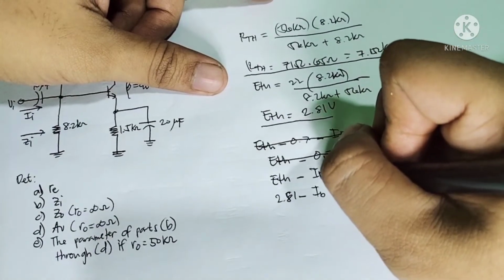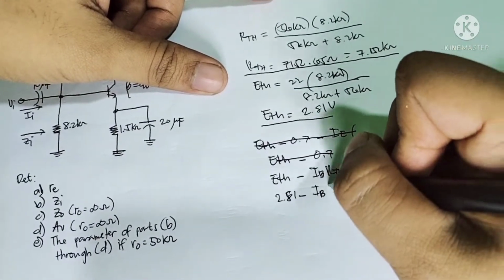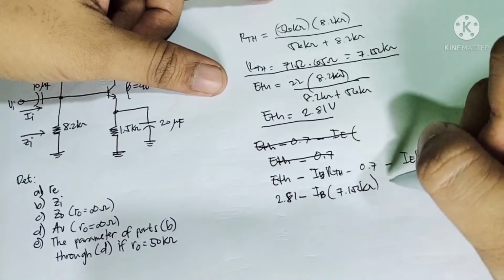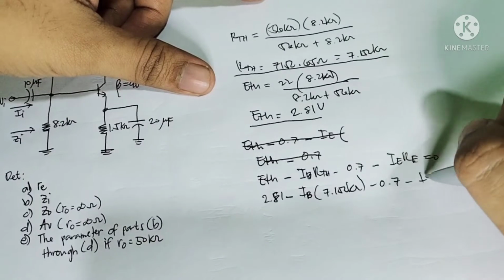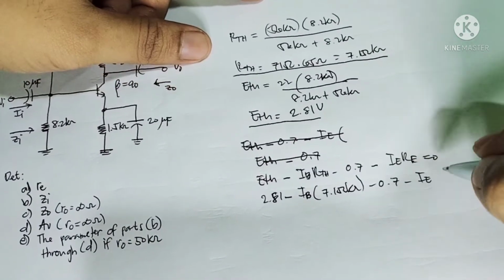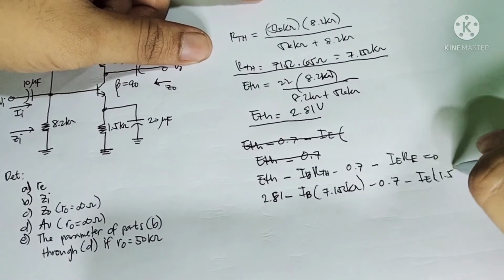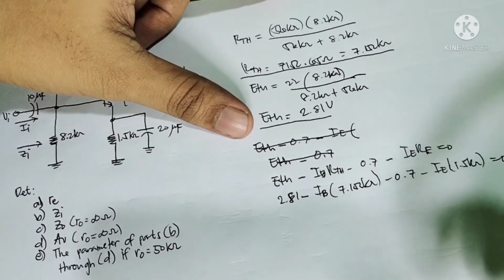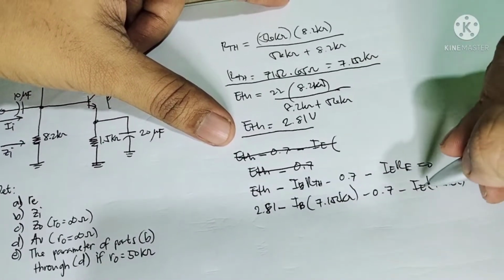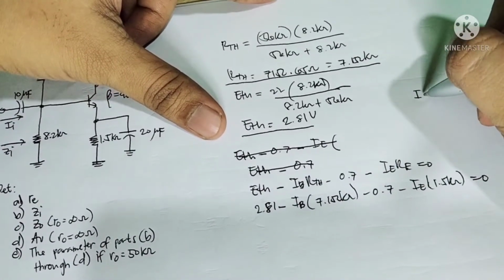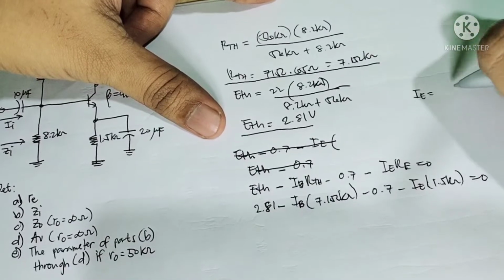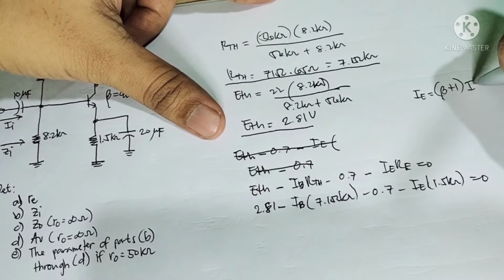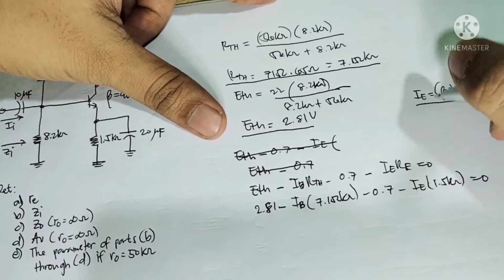So this is the DC analysis: 7.152 kilo ohms minus 0.7 minus IE times 1.5 kilo ohms equals 0. As you can see, we want to calculate IE and IB, and IE is just equal to beta plus 1 times IB. So this is the formula.